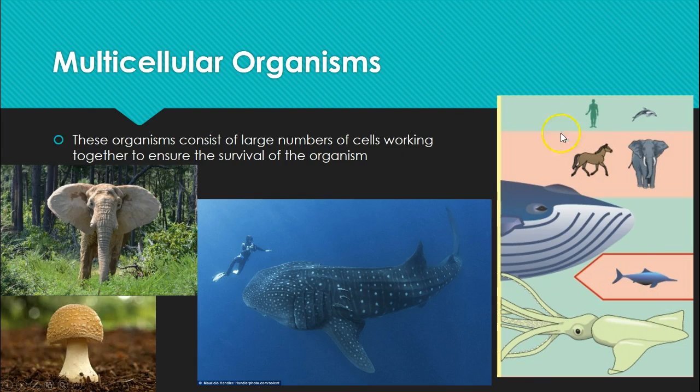So if you compare a human to larger animals, you can imagine just how many cells make up those larger animals, like a blue whale, a whale shark, or an elephant.